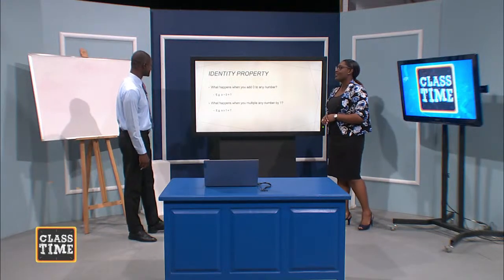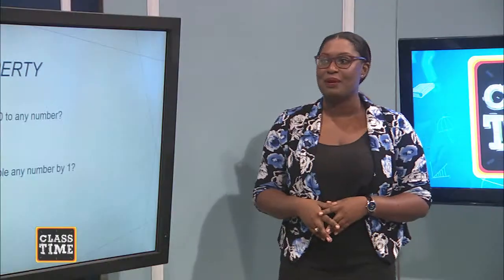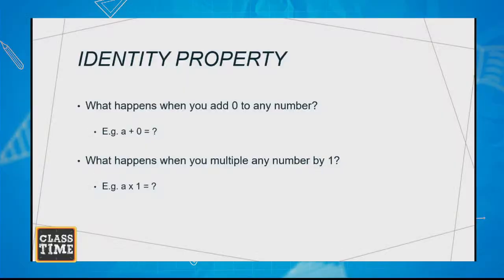Nothing difficult. We want to start off by looking at some identity properties. What happens when you add 0 to any number? The number remains the same. So 3 plus 0 is 3, and 100 plus 0 is 100. So any number that you add 0 to is still that number. That's the identity property of addition. So what happens when you multiply any number by 1? Let me see now. 5 times 1 is 5.